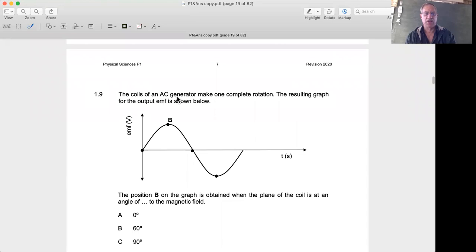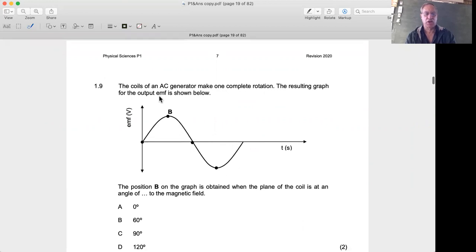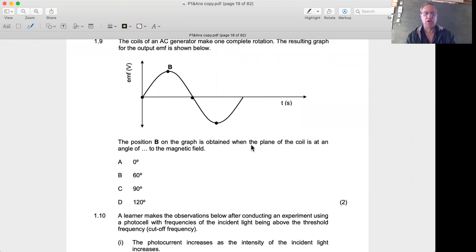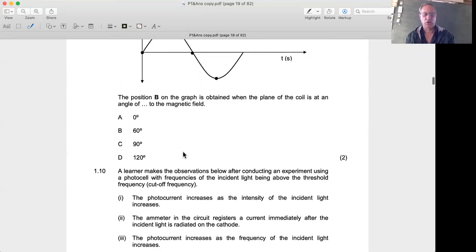Okay, the coils of an AC generator make one complete rotation. The resulting graph for the output EMF is shown below. So it's AC. The position B on the graph is obtained when the plane of the coil is at an angle of... so that's B. So here's your field, here's the plane of the coil, so it's got an angle of 0 degrees. So that's the answer there. That's when it's going to be cutting the maximum field lines, and therefore it's going to get the maximum EMF or voltage.